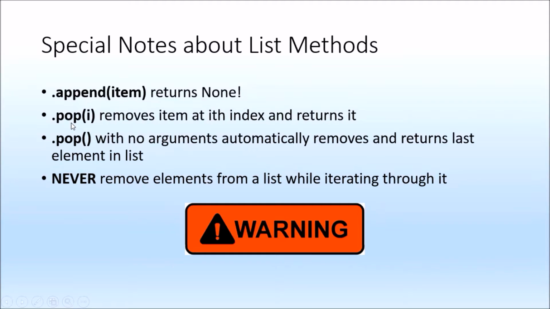Also, the pop method actually removes the item at the ith index and then returns it. Okay, and if you call pop with no arguments, it automatically removes and returns the last element in the list.